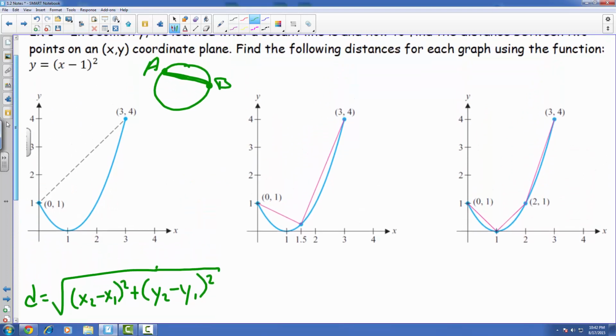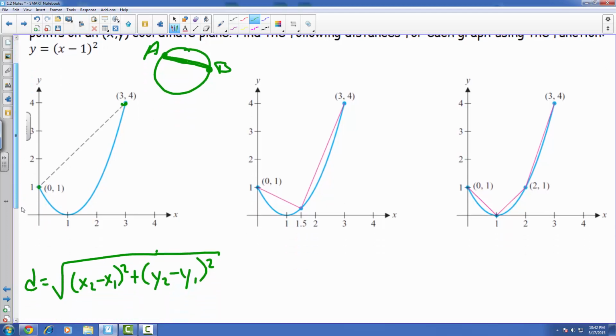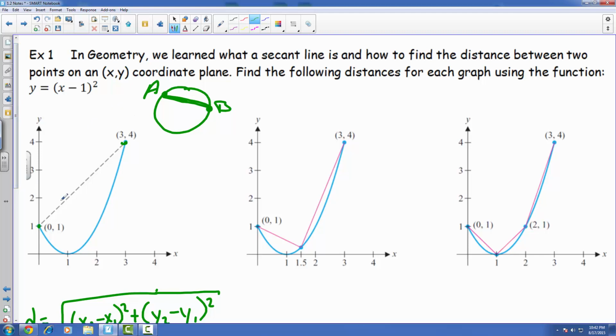Now, the beautiful thing is these distances, when we're talking about actual functions on an xy plane, behave the same identical way. So if we're trying to find out what is the distance or secant between this point and this point, all we're going to do is plug these values into our distance formula. So I'm just going to label this one x1, y1. And we're going to say that this one is x2, y2.